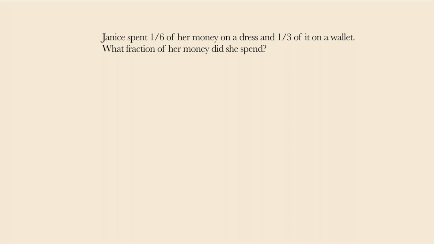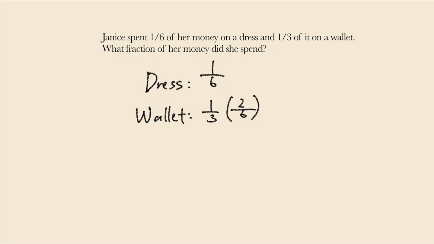Janice spent 1/6 of her money on a dress and 1/3 of it on a wallet. Now, knowing that we are talking about the same total amount of money, the denominators should not be different. So I can turn 3 into 6 quite easily, just multiply by 2, and the equivalent fraction here is 2/6. What fraction of her money did she spend?